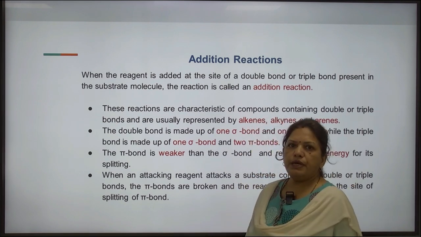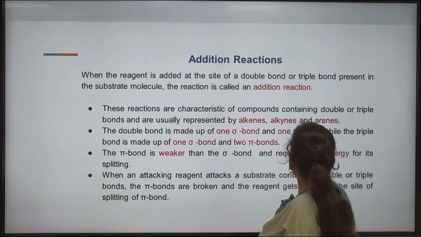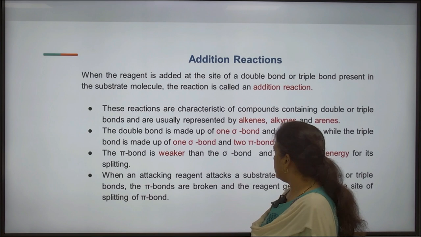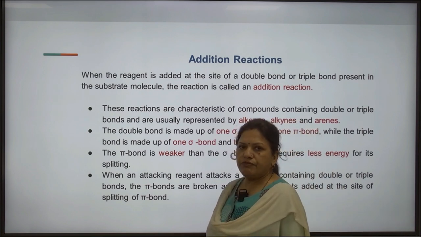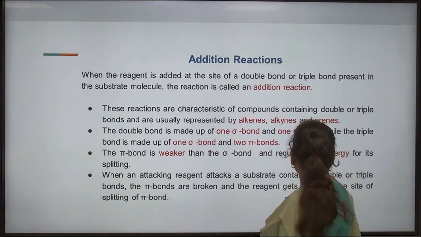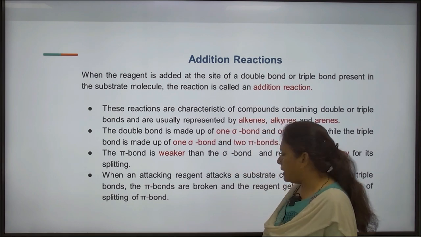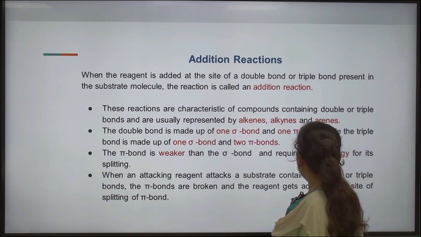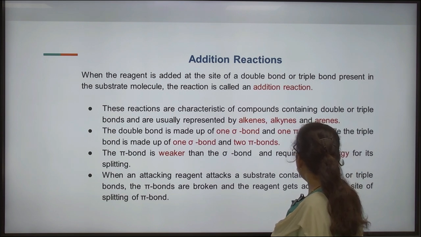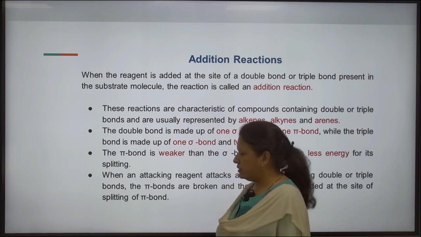The double bond is made up of one sigma bond and one pi bond, while the triple bond is made up of one sigma bond and two pi bonds. The pi bond is weaker than the sigma bond and requires less energy for its splitting. When an attacking reagent attacks a substrate containing double or triple bonds, the pi bonds are broken and the reagent gets added at the site of splitting of the pi bond.